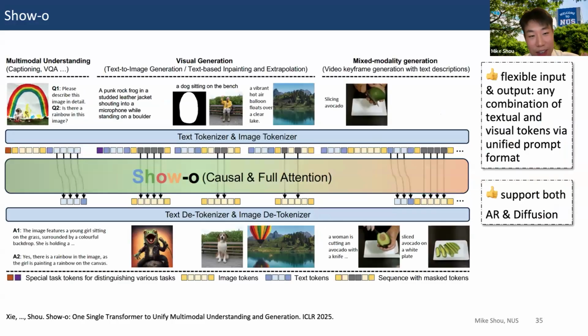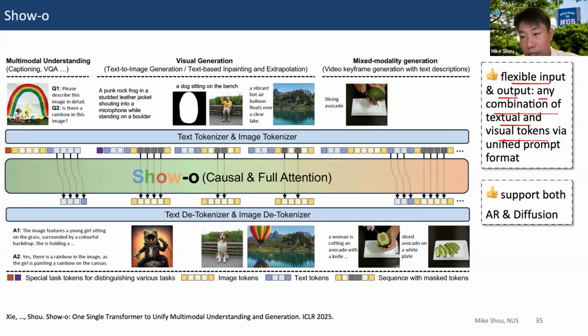So this is a kind of giant figure, but probably no need to read it. The only idea is to show that this framework is unified and can support a lot of different tasks. It's quite flexible in the sense that you can support any kind of input and output, which means any combination of text tokens and visual tokens, as long as you unify them in the text prompt.